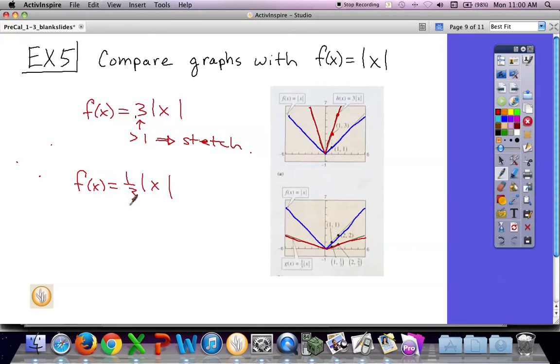When this number right here is less than 1, then you call that a shrink. So non-rigid transformations are called stretches and shrinks.